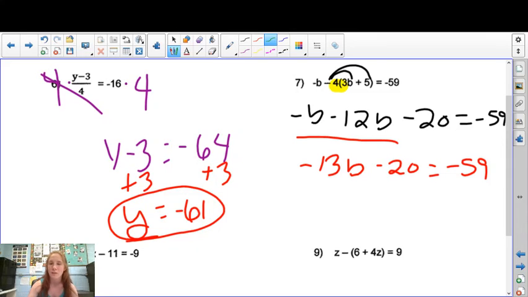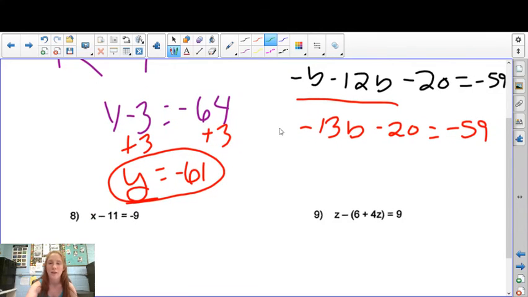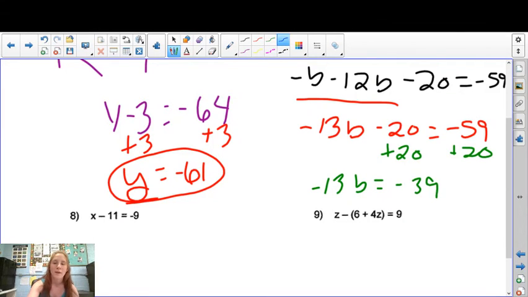Next, I'm going to undo that subtraction by using my addition rules. So negative 13b is equal to negative 39. And my last step is I'm going to divide by negative 13. Negative divided by negative will give me positive, and that is a 3.